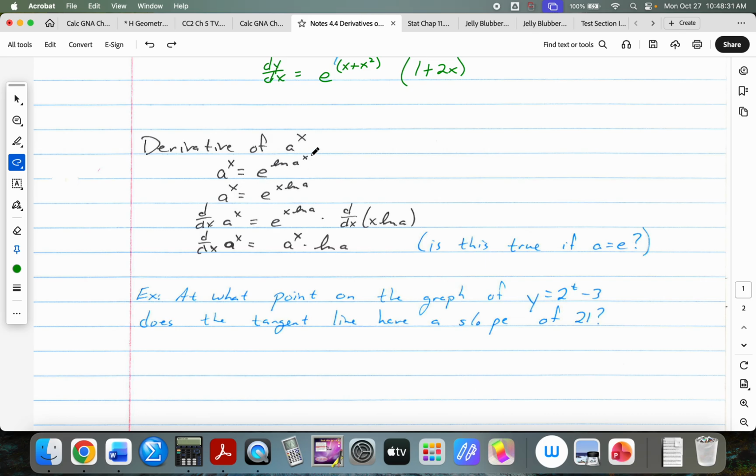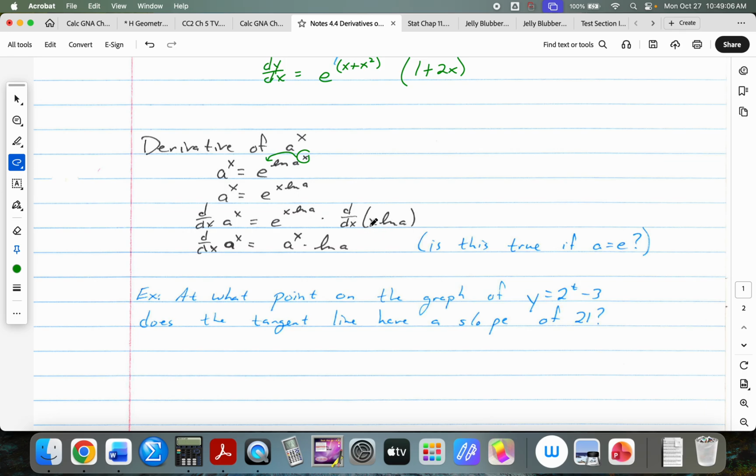Then, using the property of logarithms that says the exponent on the argument can be rewritten as the coefficient on the logarithm, we can move this x out in front, and it's e to the x natural log of a. Then, taking the derivative of both sides, the derivative with respect to x of a to the x is going to be equal to the derivative of e to the something, which is e to that something times the derivative of that something.